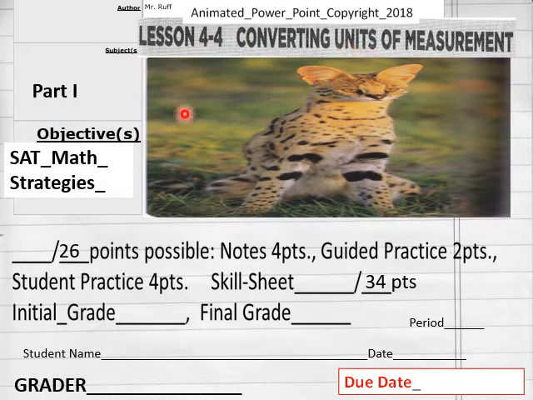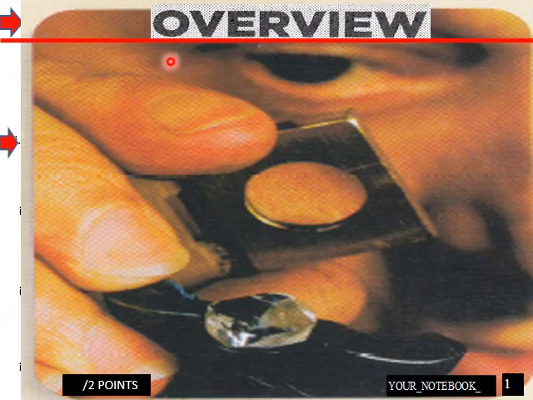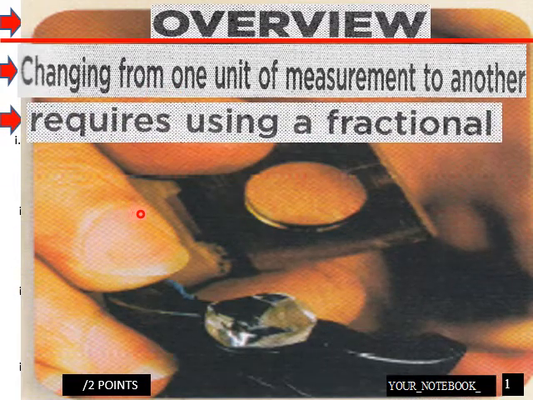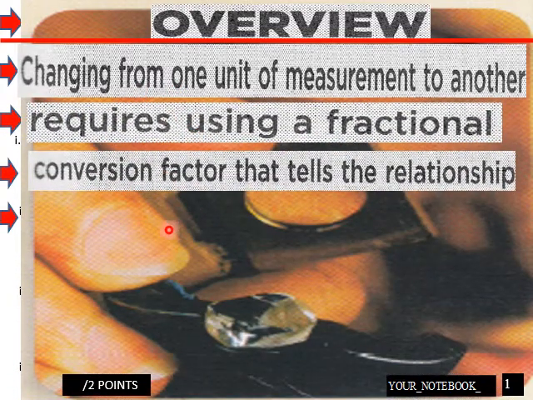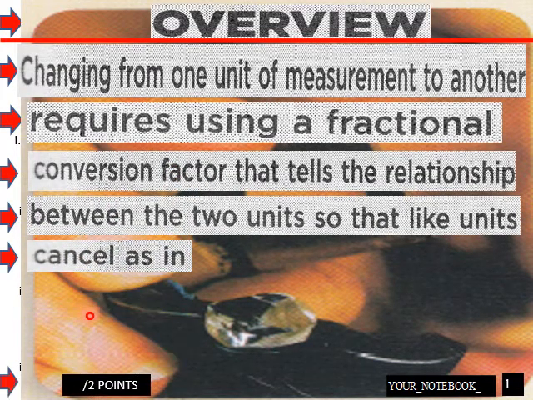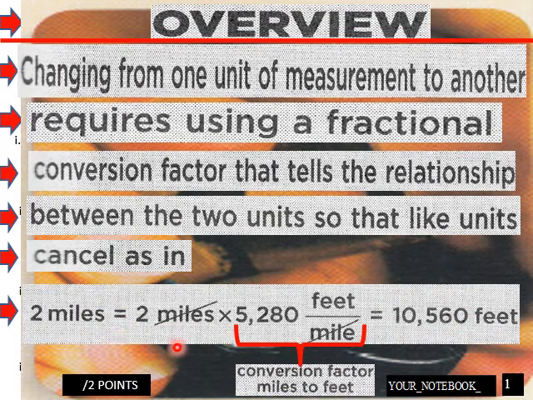4.4, converting units of measure. So the overview of this section here, changing from one unit of measurement to another requires using a fractional conversion factor that tells the relationship between the two units so that like units cancel, as in this situation here. Conversion factor, miles to feet, will be right here, 5,280 feet per 1 mile.